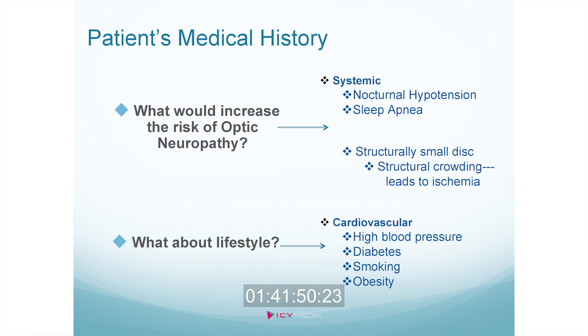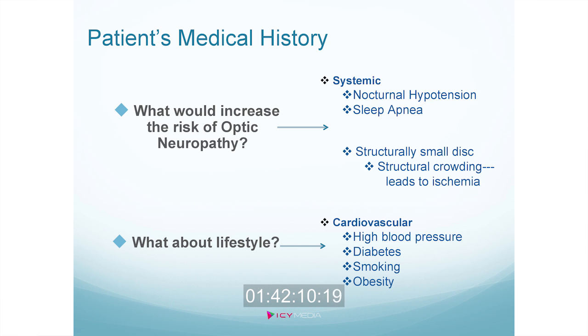What about the patient's medical history? Okay, we mentioned nocturnal hypotension, a huge link between blood pressure that drops at night and poor perfusion to the nerve. Remember the pathophysiology. Okay, there's a cutoff or an obstruction to the short posterior ciliary arteries. So that would be a big risk factor.